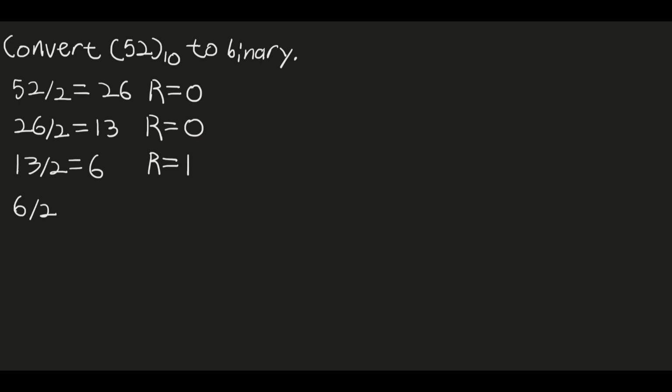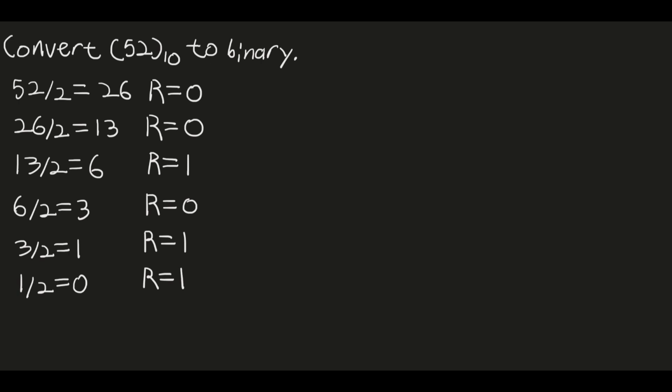6 divided by 2, 3, remainder 0. 3 divided by 2 is 1, remainder 1. And 1 divided by 2 is 0 with a remainder of 1. Now that we have done this step, let's put all these remainders together from bottom to top as a binary number. So we will write it out as 1, 1, 0, 1, 0, 0. And this will be our final answer.